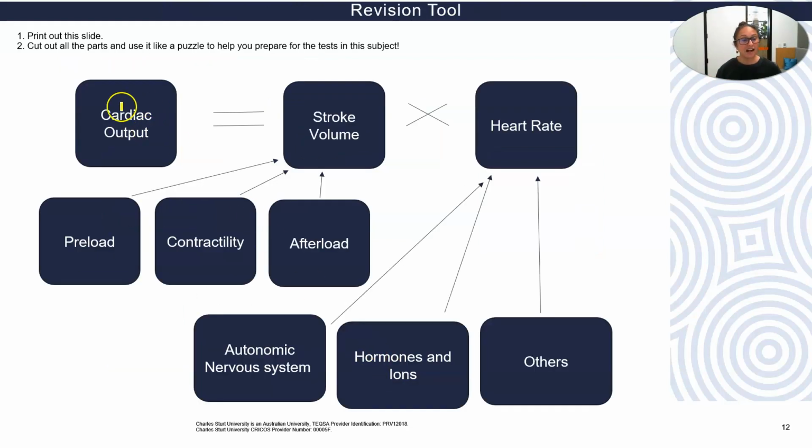Okay, so cardiac output is equal to stroke volume multiplied by heart rate. There are three things that affect stroke volume and three things that affect heart rate. You can cut out all of this and use it to test yourself. How cool is that?